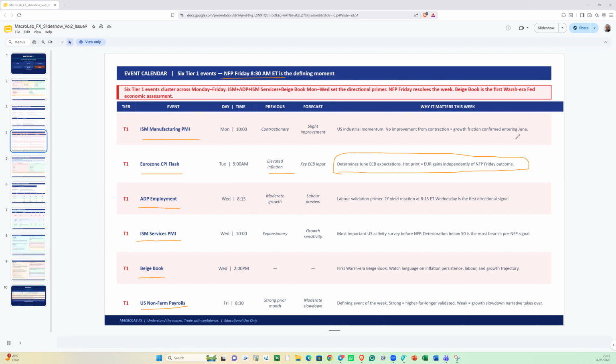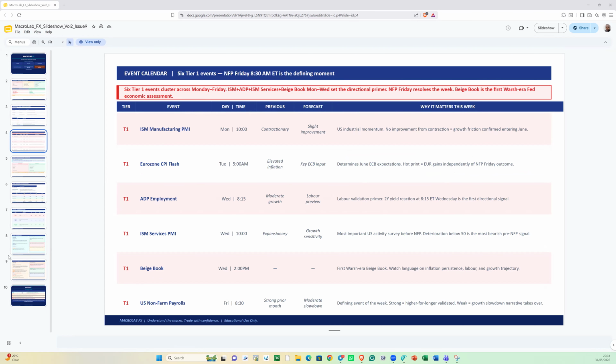And of course, you could always read up on why it matters. For us at MacroLabFX, we don't just capture weekly events. We give context to those weekly events, and that is why our reports and our outlook are very unique. So I hope this gives you a clear understanding of what to expect as you go.